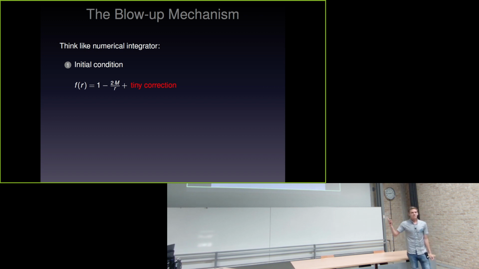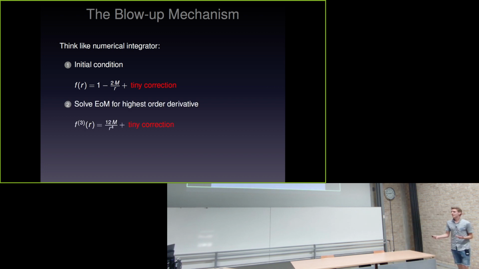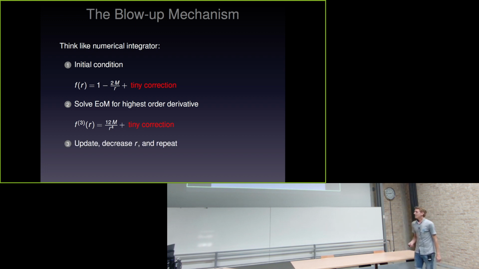And if your function f is of this form, what do you do then? Well, then you solve for the highest order derivative in your equation of motion. This happens to be the third derivative. And unsurprisingly, what you get is the third derivative of the Schwarzschild plus some tiny correction, a correction that's small. Then you update your lower derivative functions, right? You increase integration time, or you decrease r, because we integrate from outside to inside, and you repeat.